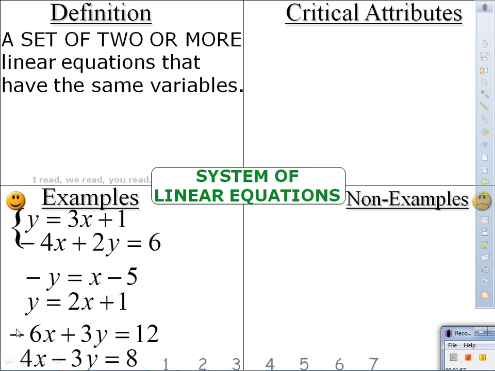Tell your neighbor why it would be a system. Okay, what does the definition say? Two or more. Do we have two or more if I give you all these? Yes. Do they all have the same variables? Yes. So that would also be another system. Everybody understand so far?